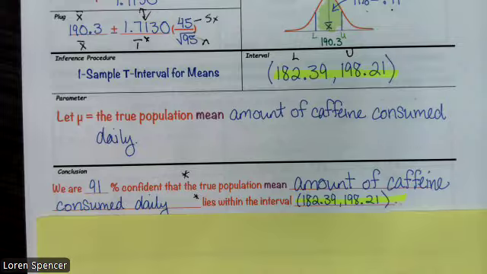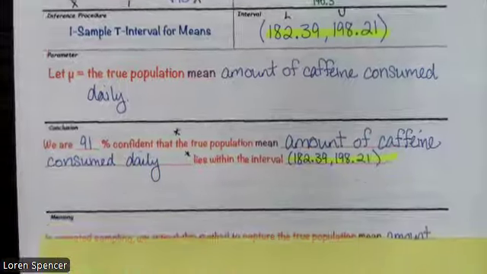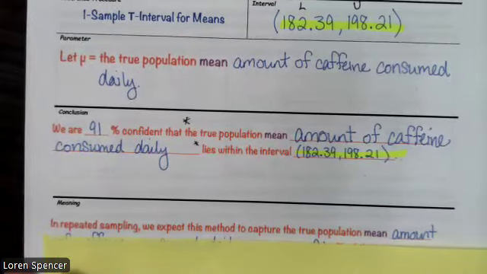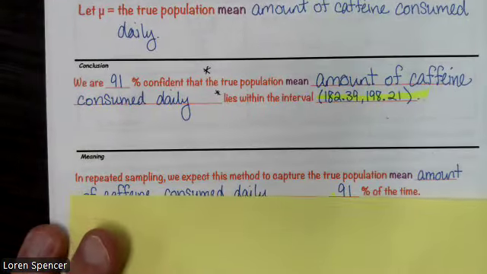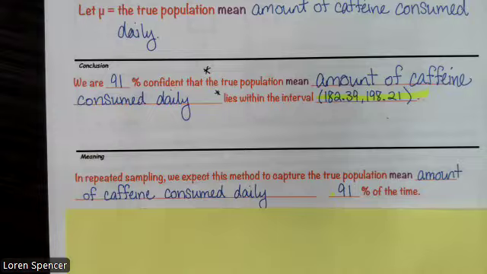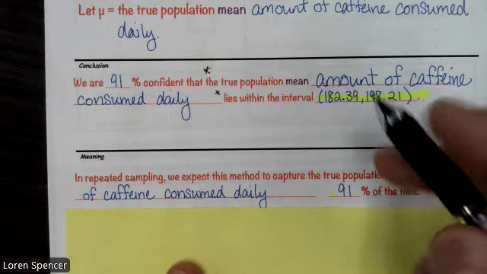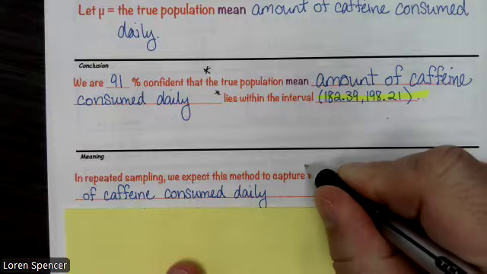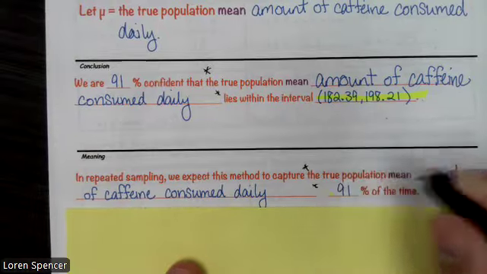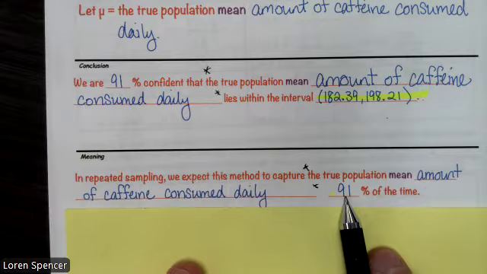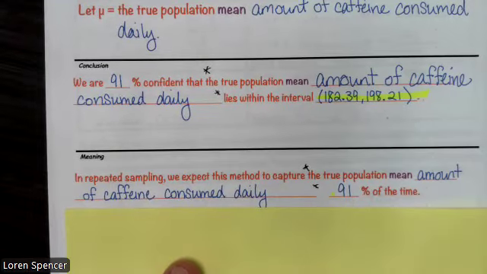All right. Finally, the meaning. In repeated sampling, we expect this method to capture the parameter, the true population mean amount of caffeine consumed daily, and that is the parameter 91% of the time, because that's our confidence level.